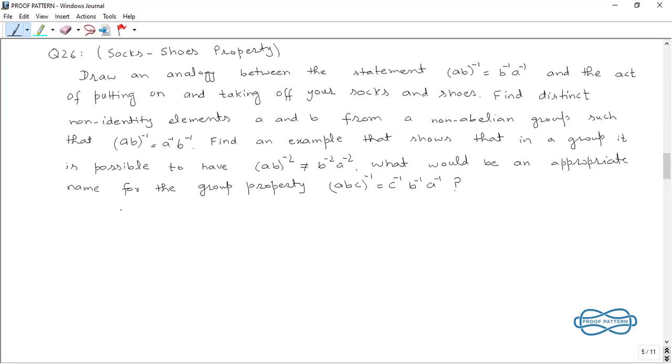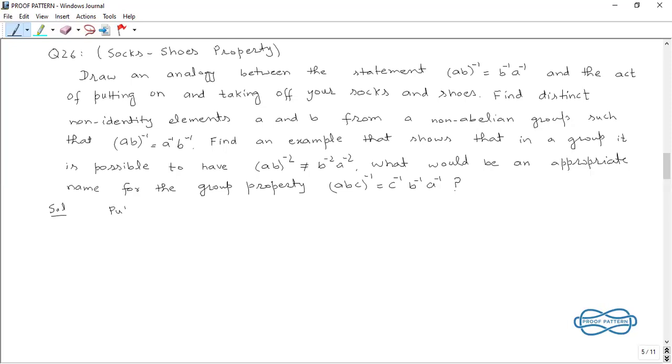Find distinct non-identity elements A, B from a non-abelian group such that (AB) inverse is equal to A inverse B inverse. Find an example that shows that in a group it is possible to have (AB) raised to the power minus 2 not equal to B raised to the power minus 2 A raised to the power minus 2. What would be an appropriate name for the group property (ABC) inverse is equal to C inverse B inverse A inverse? Let's start the proof.